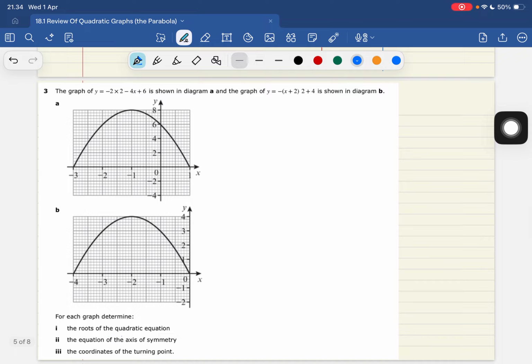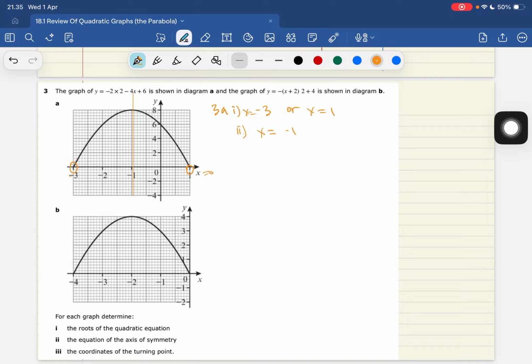The roots of the quadratic equation are where y equals 0, which is this line. So we got minus 3 and 1. So the answer for 3a, the first question, is x equal to minus 3 or x equal to 1. The equation of the axis of symmetry is between minus 3 and 1. This is the symmetry, so this line, the second answer, is x equal to minus 1.